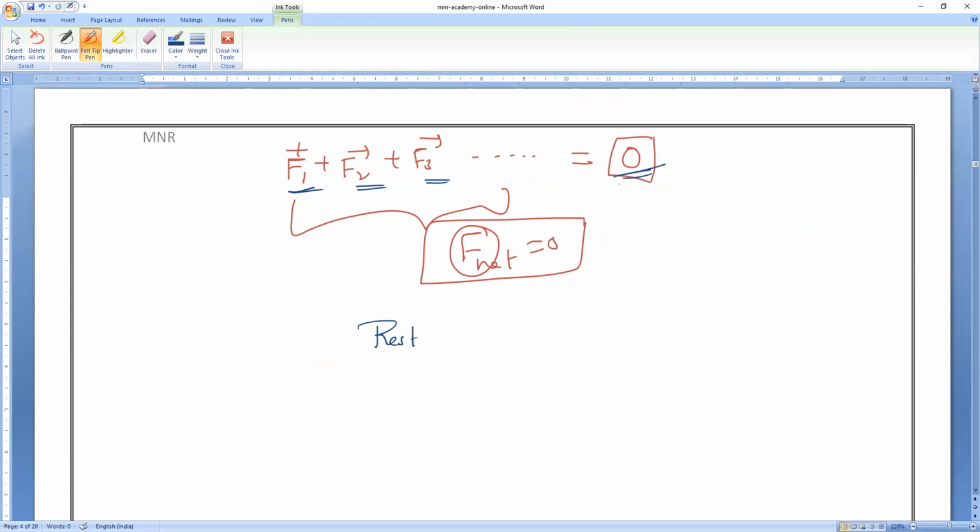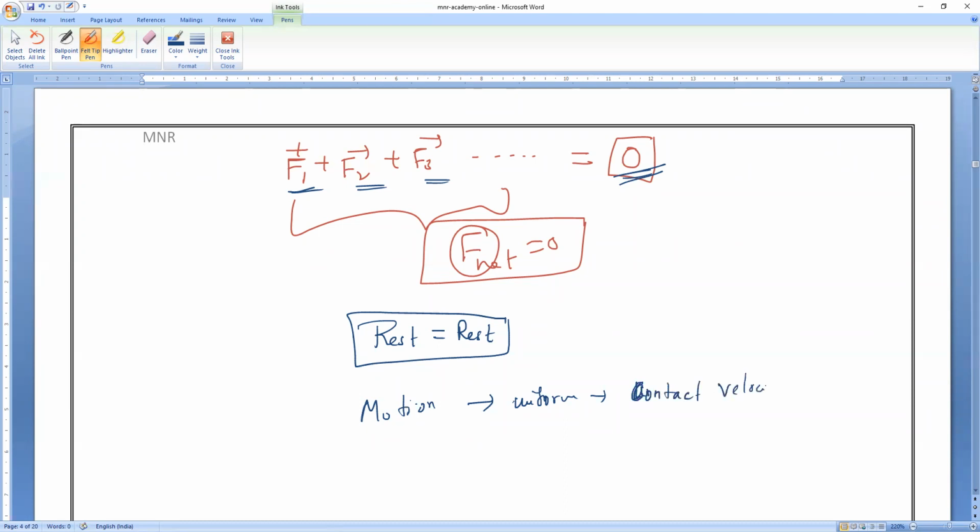So if net force is 0, then the object which is in a state of rest remains in a state of rest. If the object is in motion, that is uniform motion. Uniform motion means constant velocity or variable velocity? Constant velocity. That is what you have to remember. Clear, everybody? Yes, sir.